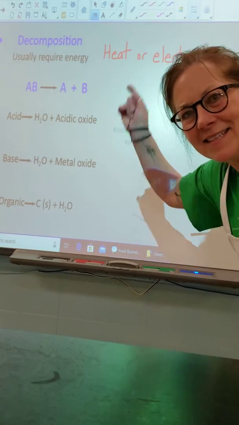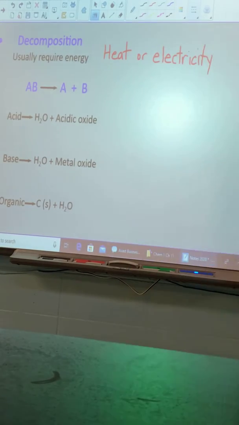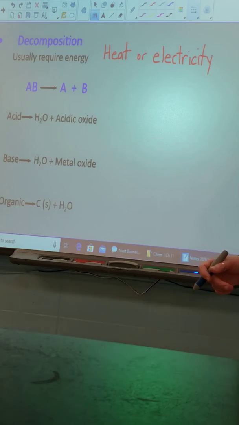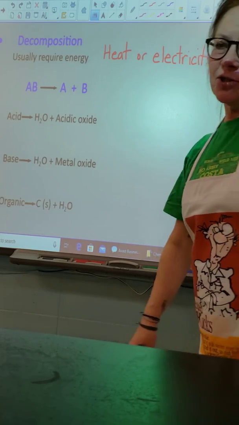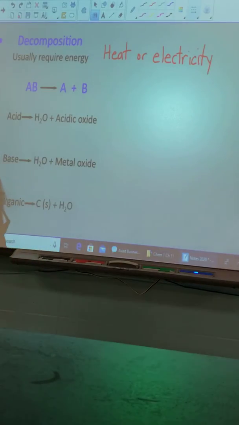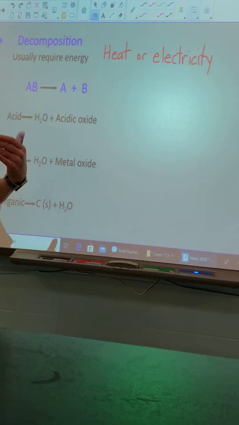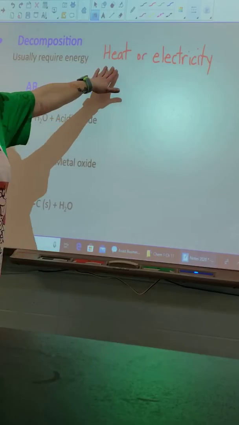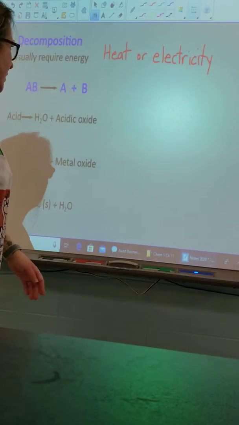Hi guys, decomposition reactions, next classification of chemical reactions. All right, decomposition is going to look very much like the opposite of synthesis. It kind of is. The thing to know about decomposition reactions is that they usually require energy to get going. Sometimes they're very, very slow reactions. That energy could be in the form of heat or electricity.